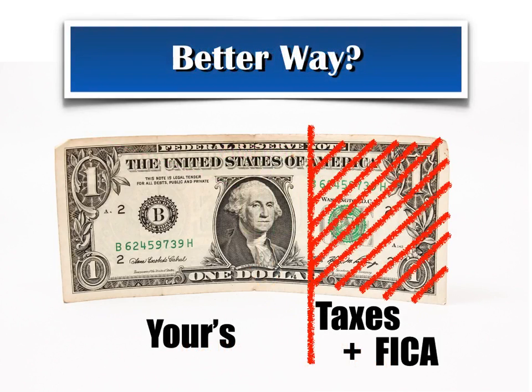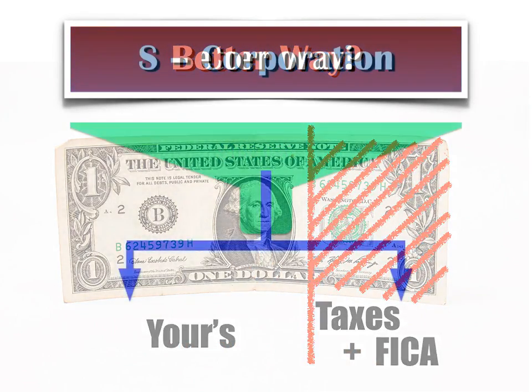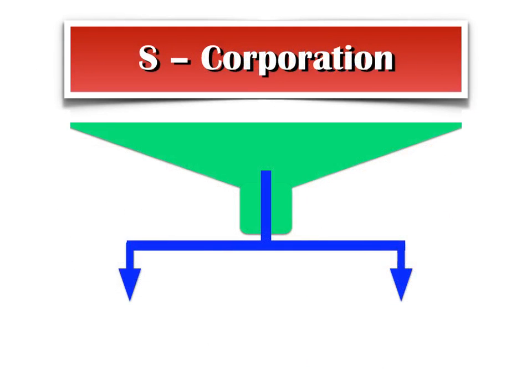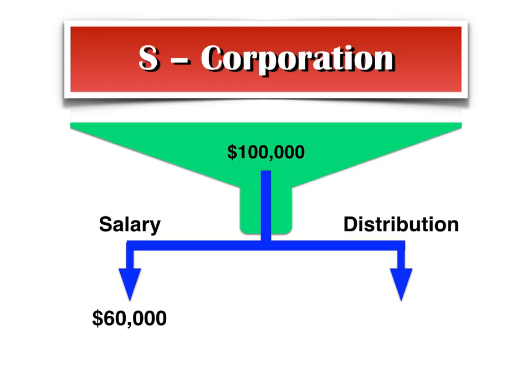Is there a better way? Well, there is, and it's called an S corporation. You see, the S corporation allows you to take that same $100,000 in this example and distribute it to yourself in two ways. One as salary, and another way in what's called a distribution. Let's suppose that you take $60,000 as salary and $40,000, all the remaining money, as a distribution.